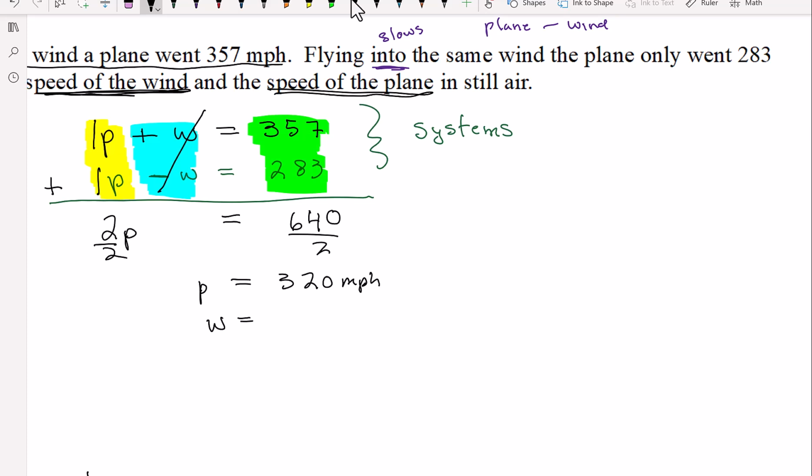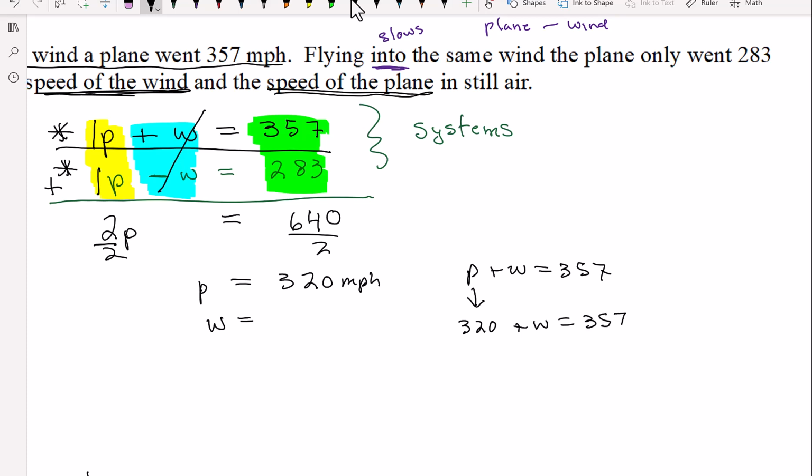Well, we take one of these original equations, and I always take the one that's easier. So P plus W is equal to 357. We can now use the substitution method. We can insert 320 for the P, and then get the W by itself.